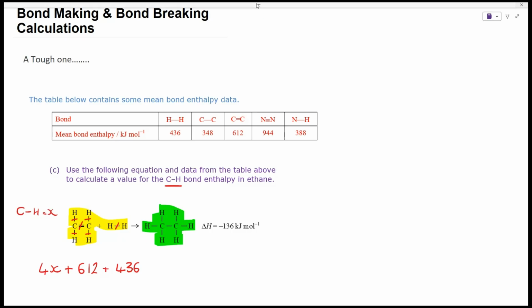Now, this is where it gets a little bit tricky because everything on the other side, as we recall, should always be negative. Now, I've got C-H on this side as well, but this time I've got 6 of them. So I'm going to have a minus 6x. The reason why it's 6 is because there's 6 C-H bonds. The reason why it's minus is because it's on the product side. I've then got the C to C single, which will be minus 348. And all of that equals minus 136.